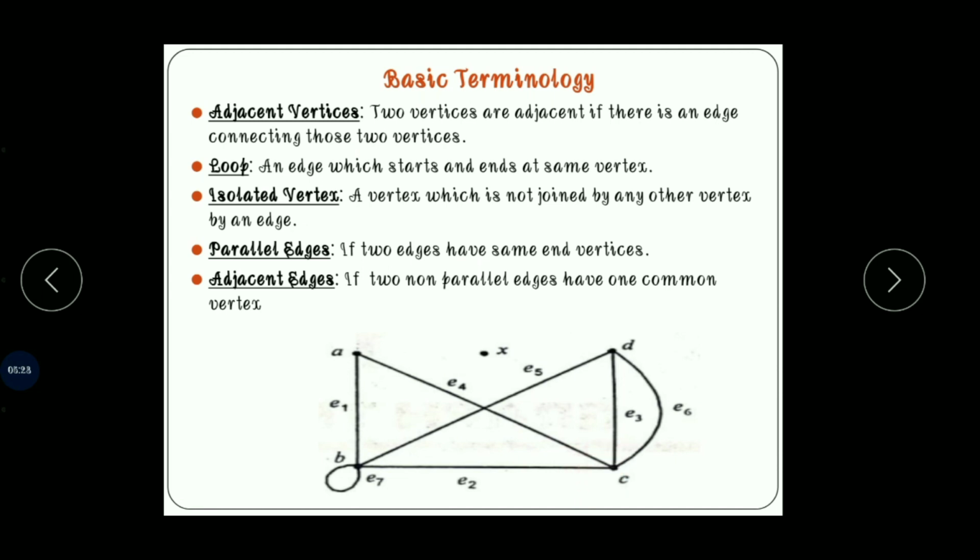Okay, so E1 and E2 are adjacent edges because there is a common vertex here. Between E1 and E2 I have a common vertex B. Here also you can see between E5 and E3 there is a common vertex D. So E5 and E3 are also adjacent edges.